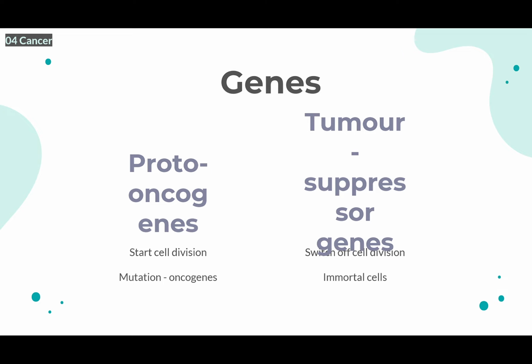And there are 2 types of genes involved in the creation of cancer, which are the genes that control the cell cycle. We have, for one, the proto-oncogenes that start the cell division, and the tumor suppressor genes that switch off cell division. Mutations can make the proto-oncogenes into oncogenes that lead to uncontrollable cell division, resulting in cells becoming immortal and non-functional. And when the tumor suppressor genes are mutated, this switches off the stop for cell division, which again creates these immortal and ever duplicating cells.